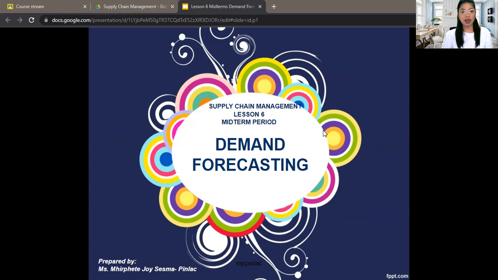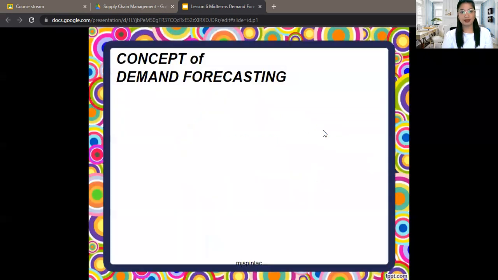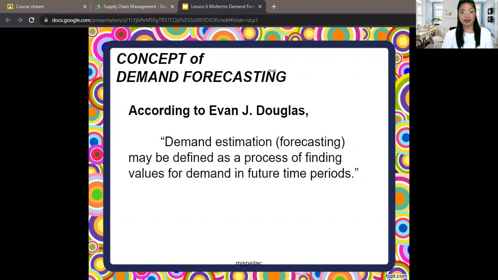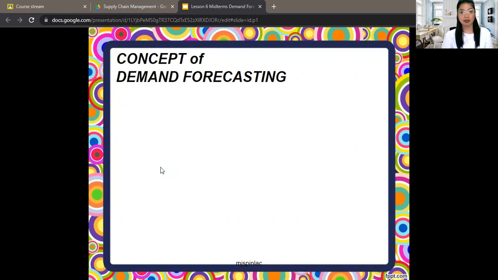Good day, everyone. Our discussion for today will be about demand forecasting. According to Evan J. Douglas, demand estimation or demand forecasting may be defined as a process of finding values for demand in future time periods.